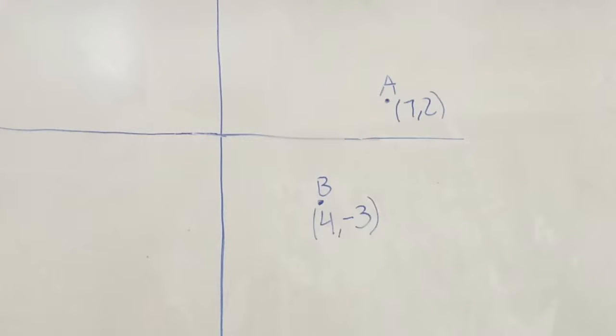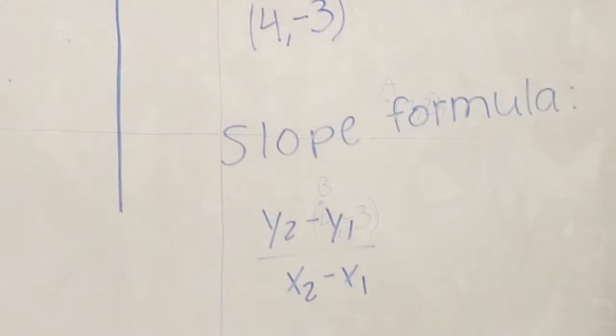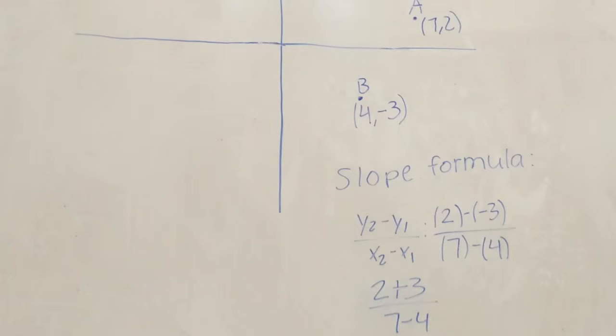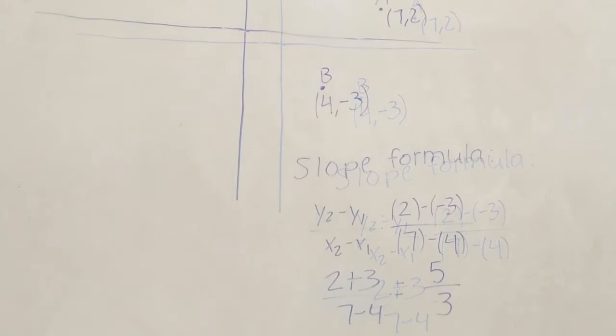Here we have 2 points on a coordinate plane. Point A is (7, 2), and point B is (4, -3). To find the slope of those 2 points, you have to subtract: y2 minus y1 over x2 minus x1. If you plug A and B in, you get 2 minus -3 over 7 minus 4. If you simplify that, you get 2 plus 3 over 7 minus 4. That adds up to be 5 over 3.